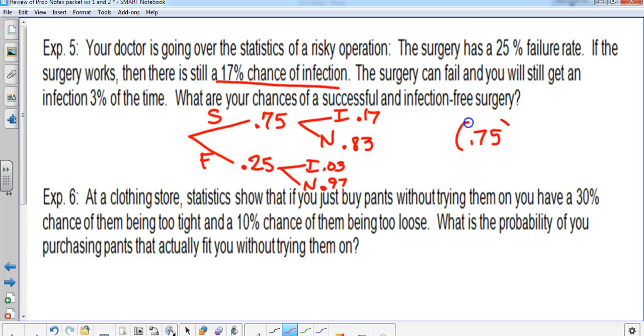Success is 0.75. No infection is 0.83. So what are those when you multiply them together? So about 62% of the time, you will have a successful surgery without an infection.